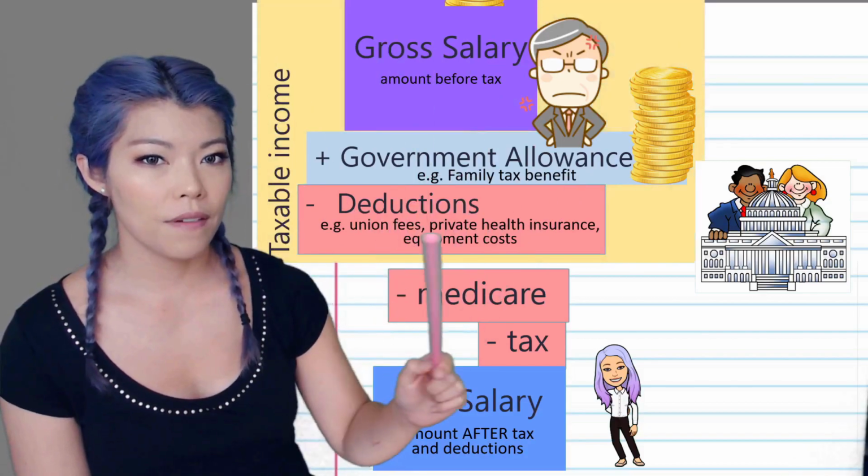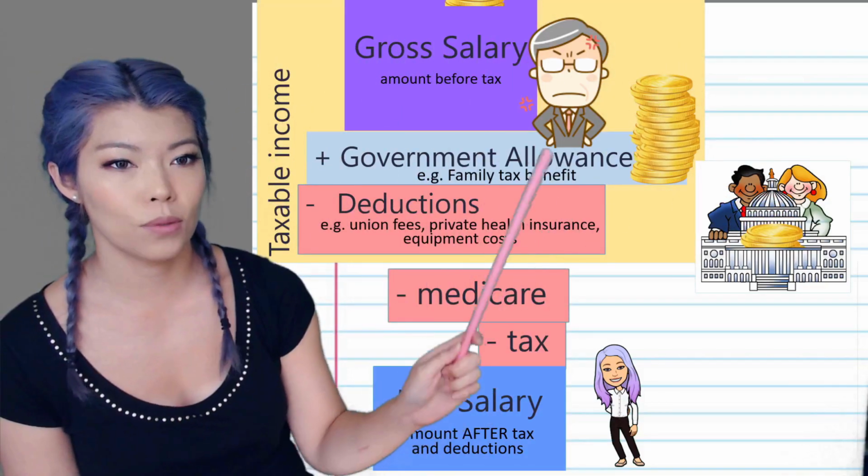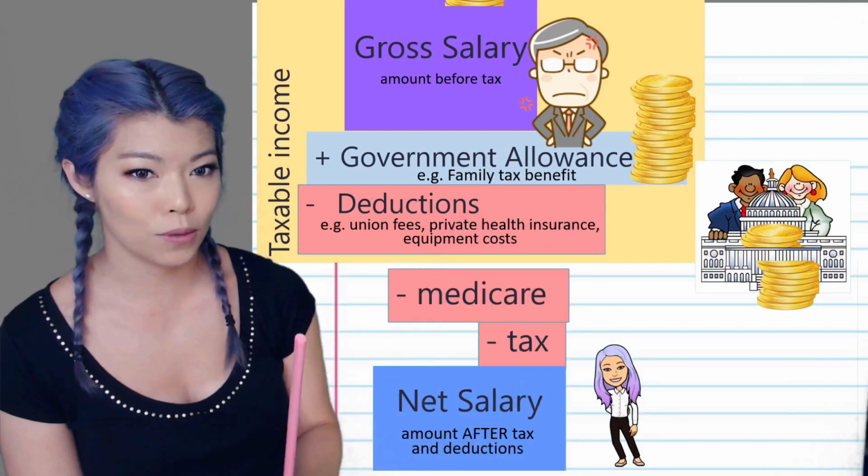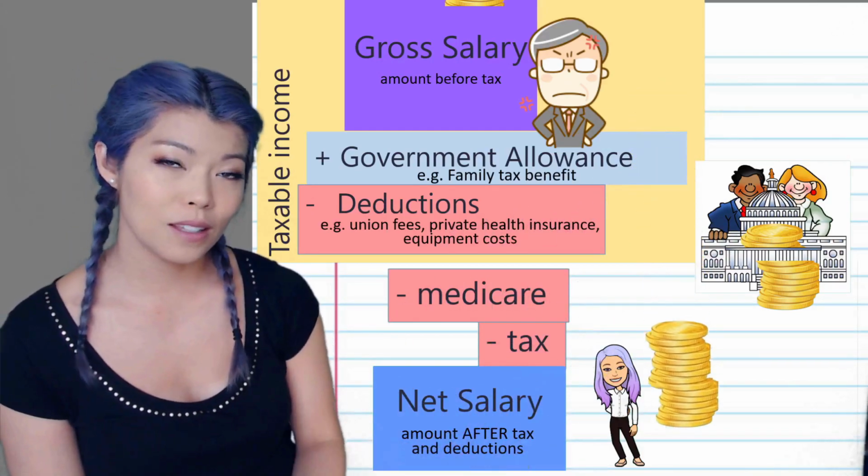And then once you have that amount, that's called your taxable income. And then you take off your Medicare and your tax from your taxable income. And what you're left with is your net salary.